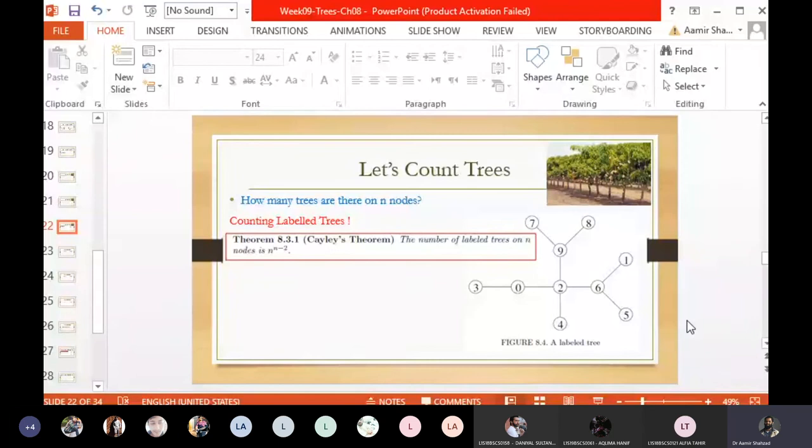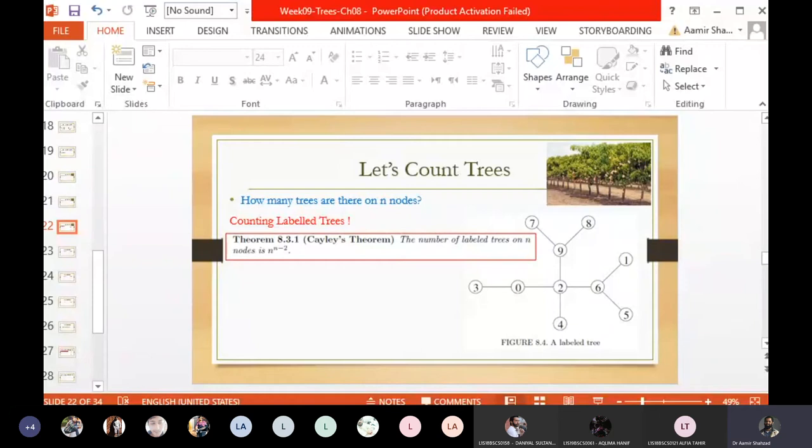Jaise jaise nodes badhte jayenge, trees ka number bahut zyada hota jayega. See over here, we have 10 nodes, 0 se lekar 9 tak. So how many trees can we have? 10 raised to the power 10 minus 2. 10 minus 2 is equal to 8. So 10 raised to the power 8. 10 raised to the power 8 means 100 million trees. We are going to have 100 million possible trees on 10 nodes. 100 million is 10 crore. 10 crore is a huge number. So for 10 nodes, we can define 100 million labeled trees. That's quite a big number actually.